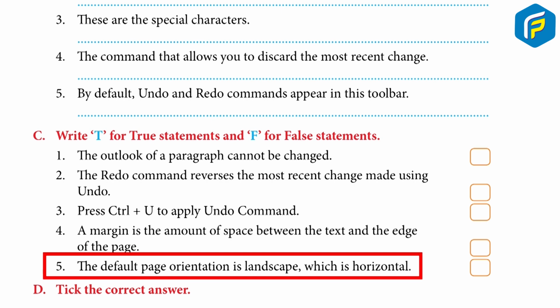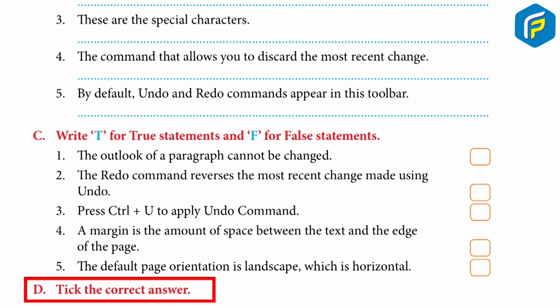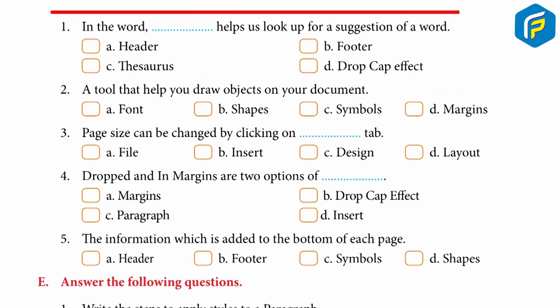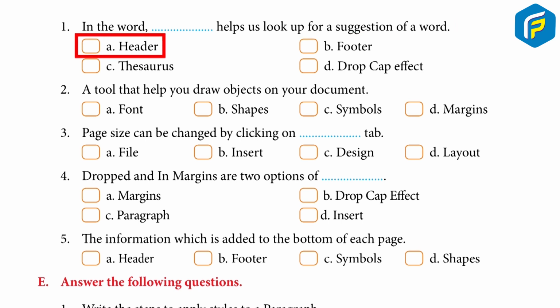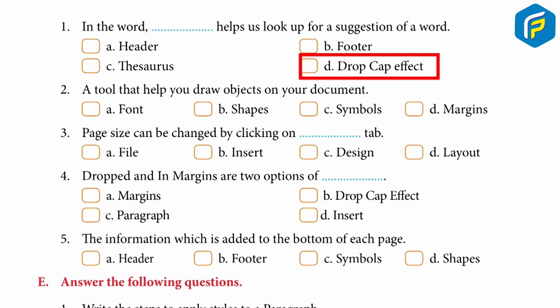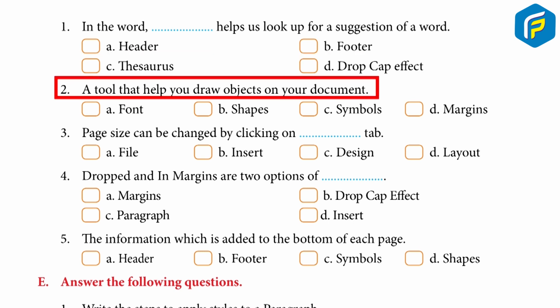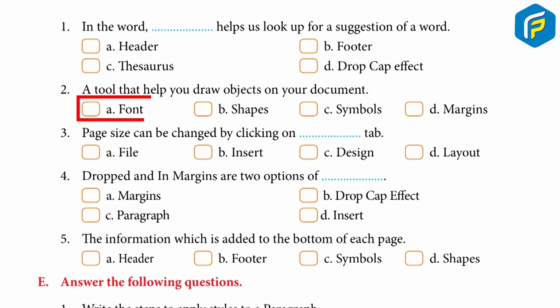Answer: false. D. Choose the correct answer. 1. In Word, dash helps us look up a suggestion of a word. A. Header. B. Footer. C. Thesaurus. D. Drop cap effect. Answer: thesaurus. 2. A tool that helps you draw objects on your document. A. Font. B. Shapes. C. Symbols. D. Margins. Answer: shapes.